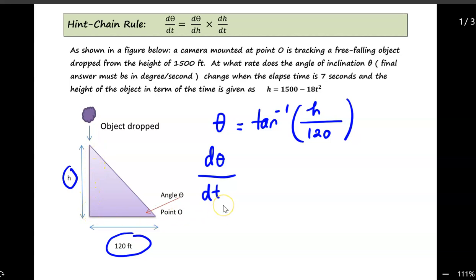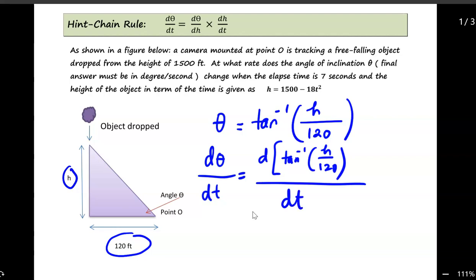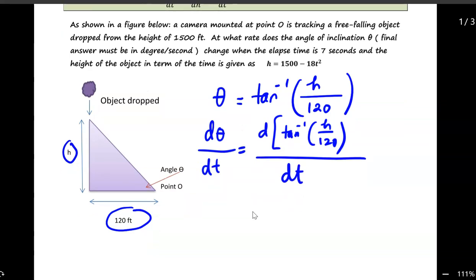Alright, so let me complete this formula on this equation. If I differentiate theta in terms of time, I need to do the exact same thing on the other side of the equation. So I will have to take the derivative of tangent to the minus 1 of h divided by 120 as a function of time as well. In order for me to complete this, I need to multiply by the derivative of h as a function of time. So I also have to multiply by dh divided by dt.